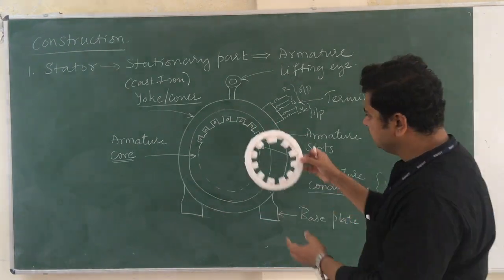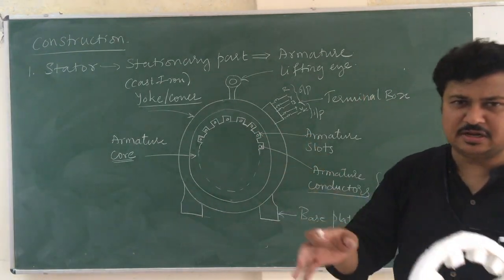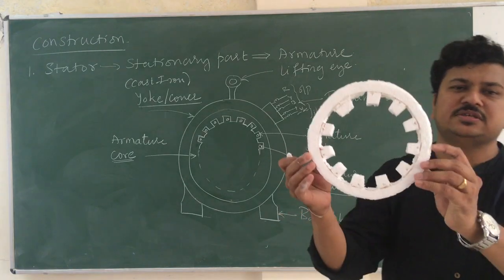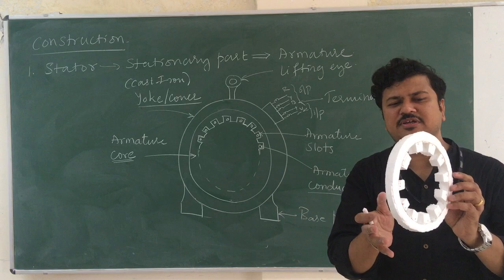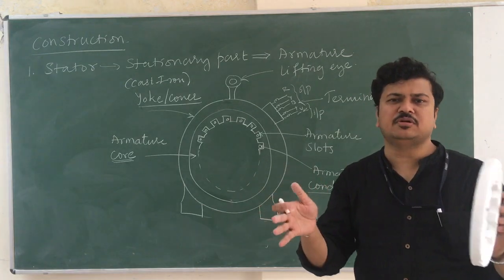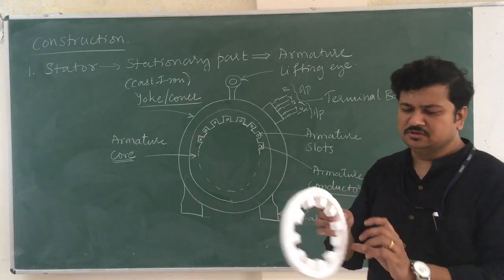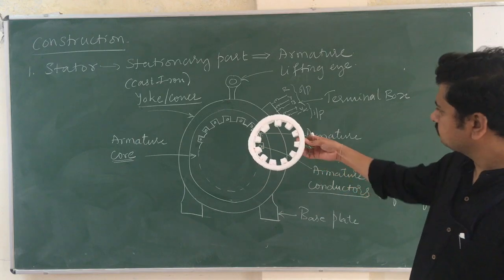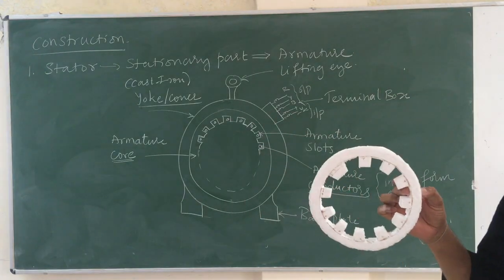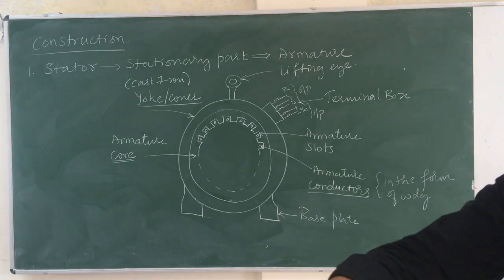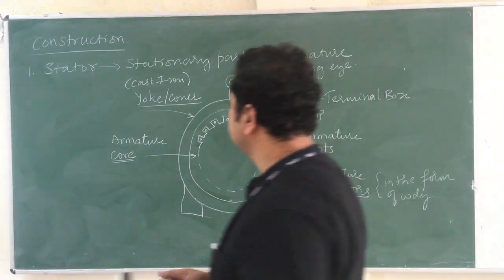So this is the structure. When you open the generator and see what the armature looks like, this is it. This is one lamination. When I add so many laminations, I get a sufficient amount of thickness. So this is what we call the stator or the armature of an alternator. Next we'll move to the rotating parts.